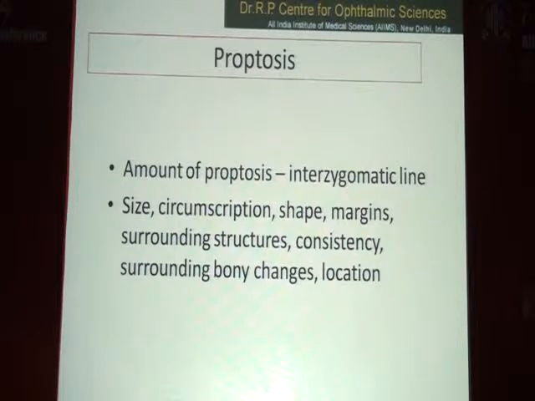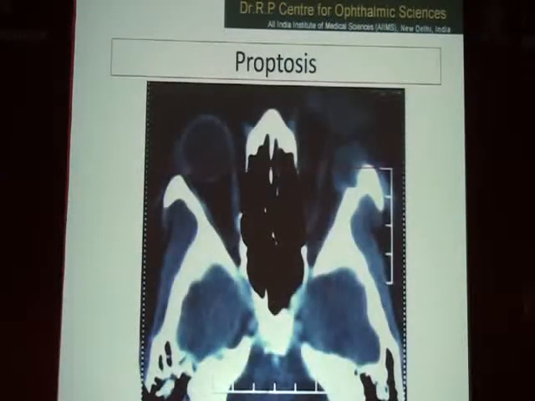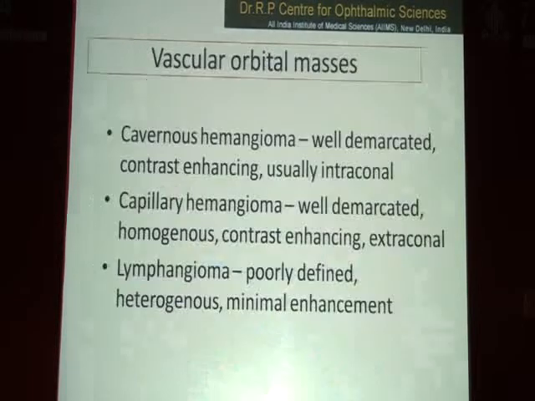As far as proptosis due to orbital tumors is concerned, on CT the interzygomatic line is used as the reference point to know the amount of proptosis. The other things that we can know on CT are the size of the lesion, how circumscribed it is, the shape, the margins, what the surrounding structures are like, consistency of the lesion, if there are any bony changes, and of course the location. So this is how, in a case of proptosis, the red line is the interzygomatic line. On the left side you can see the proptosis, which is because of a space-occupying lesion in the left orbit.